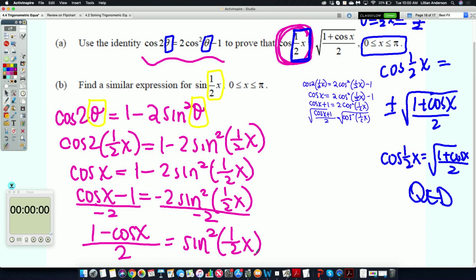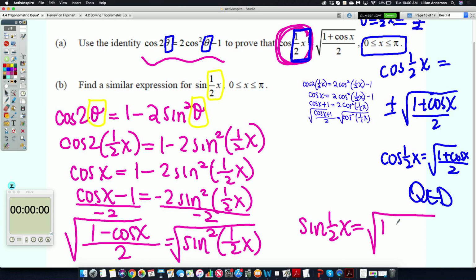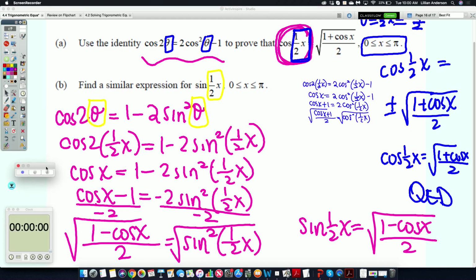And then I'll have to what? And this is going to be positive or negative? Positive. And this is the half angle identity for sine.